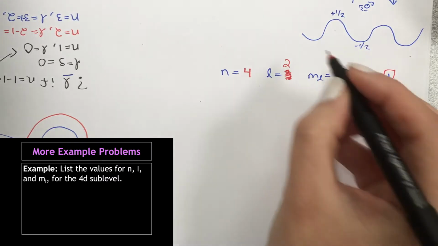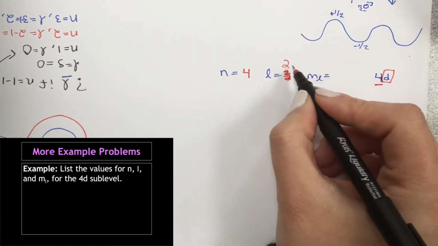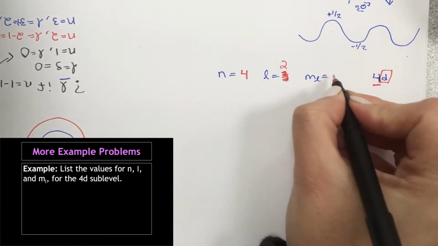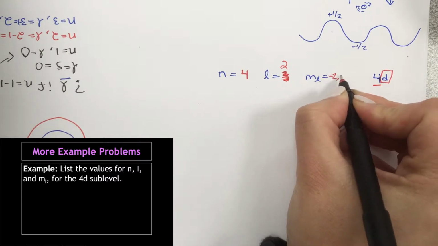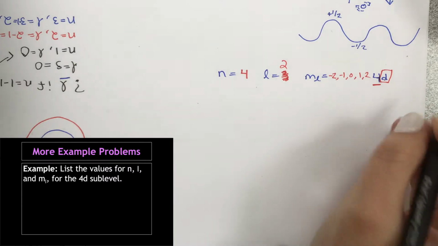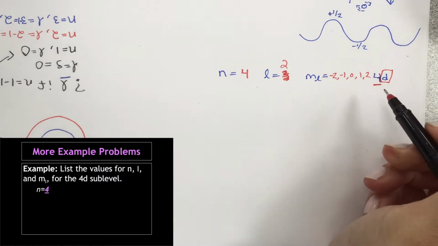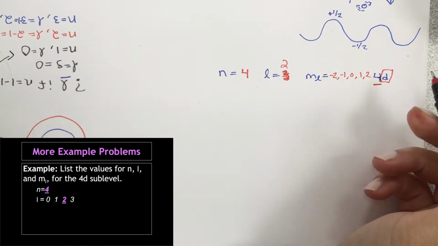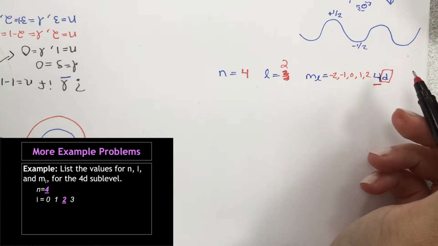And then the M sub L. So basically, M sub L, remember, it goes from negative L to positive L. So M sub L would be negative 2, negative 1, 0, 1, 2. Okay? That's it. So N equals 4, L equals 2. Those are just the choices.